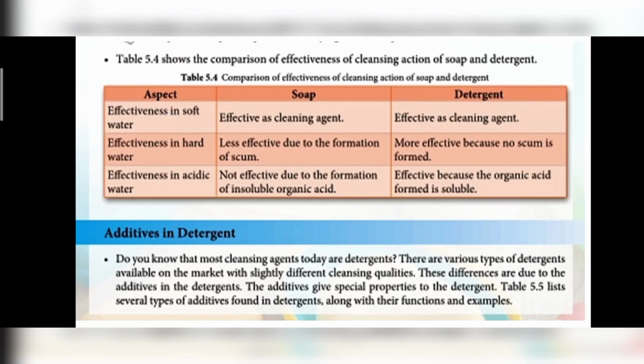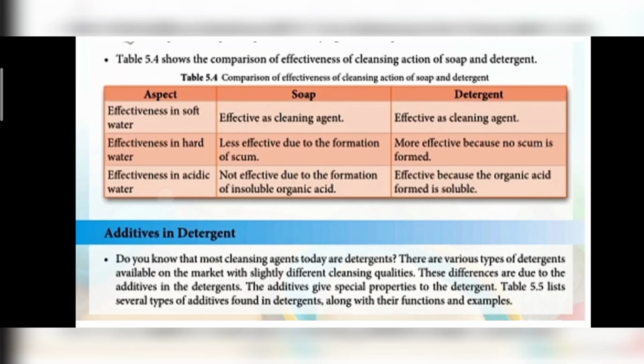Effectiveness in soft water, soap effective as a cleaning agent. Detergent also effective as cleaning agent. Ini adalah soft water. Kalau hard water, maksudnya dia contain Mg2+ and Ca2+ ion. Okay. Soap less effective due to the formations of scum, but detergent no problem. Dia more effective compared to soap because no scum is formed.